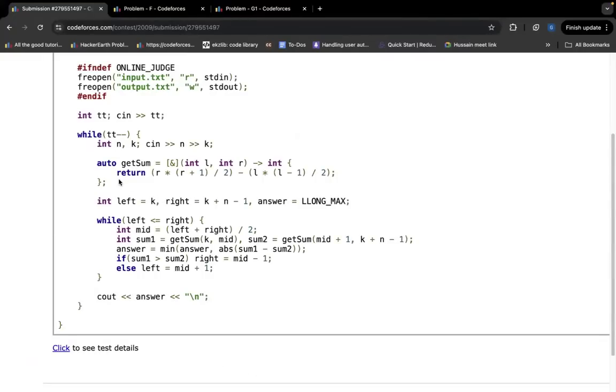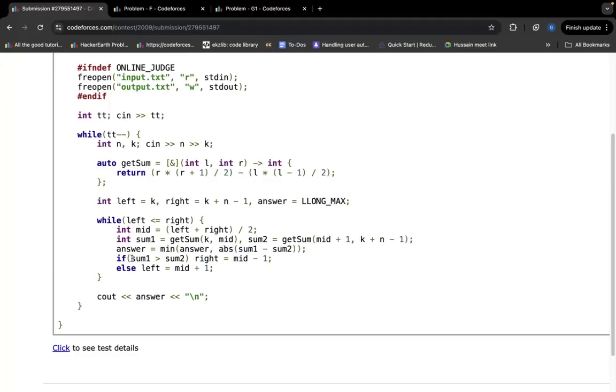I have written a get sum, which given L to R returns me the sum in the range L to R. Now, my left is K, my right is K plus N minus 1. And initially, my answer is set as long max. While left is smaller than right, I have my mid as left plus right by 2. My sum 1 is get sum from K to mid, and my sum 2 is get sum from mid plus 1 to K plus N minus 1. Now, my final answer is minimum of answer, comma, absolute of sum 1 minus sum 2.